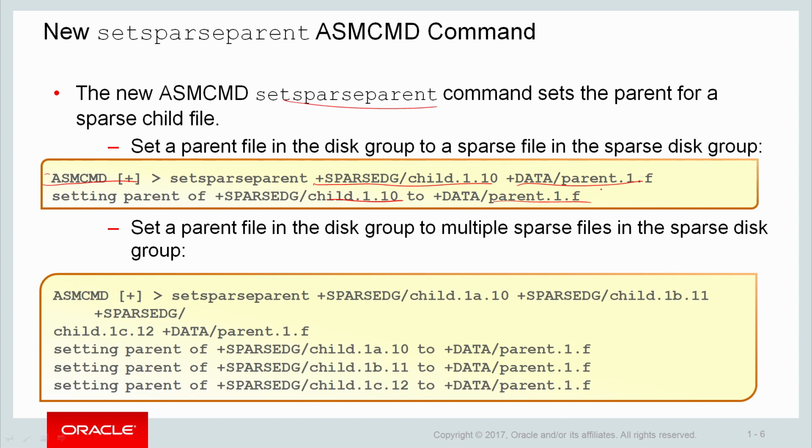You can also do it for a number of files at the same time. So set a parent file in the disk group to multiple sparse files in the sparse disk group. Here we have again the set sparse parent command, but we've got 3 child files this time. So child 1A, 1B, and we've also got a 1C. And here we have the parent file. So setting the parent of these 3 child files to be that parent file there.